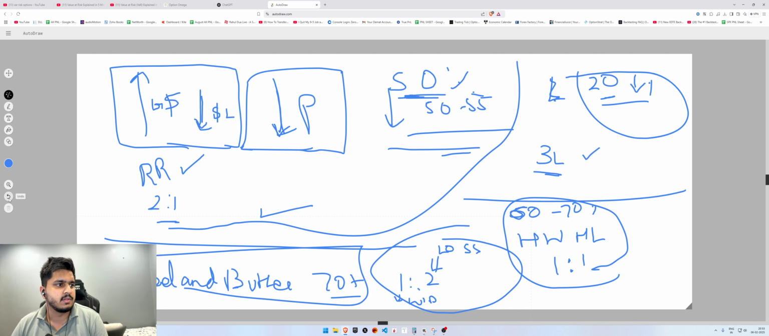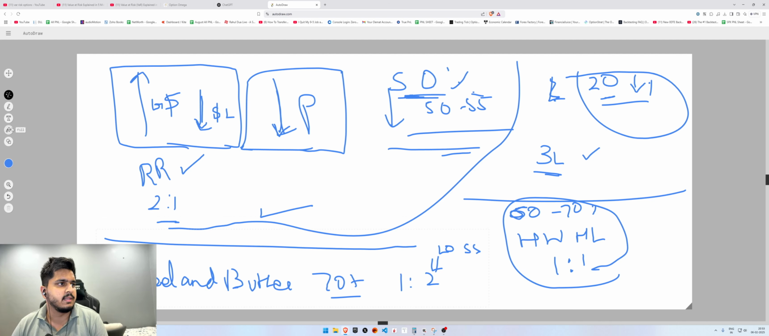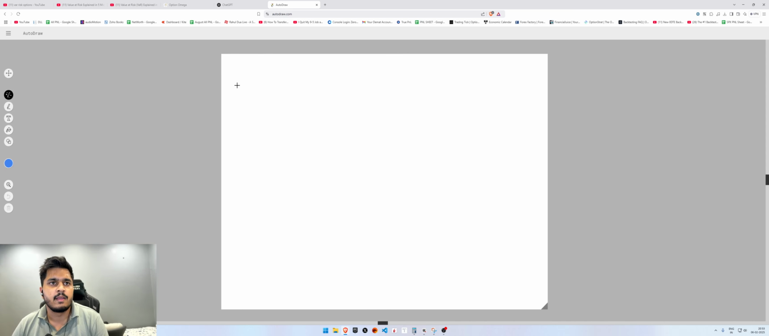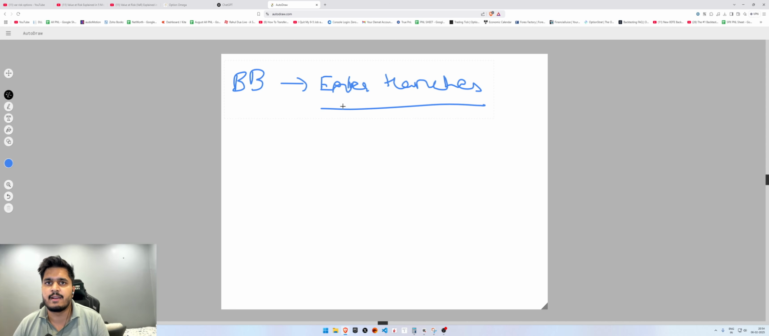Okay, let's do one thing. Let's clear the screen. Okay, let's just say, for example, with the bread and butter one, you want something which you can enter in tranches. Sorry for the handwriting. I should probably write it as: where you can enter in tranches.